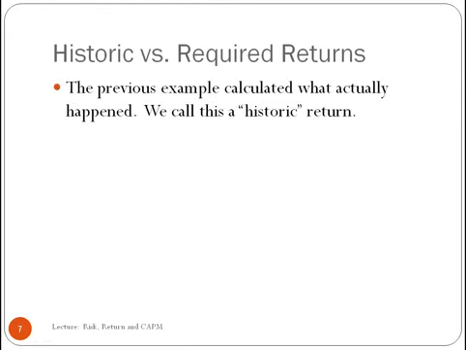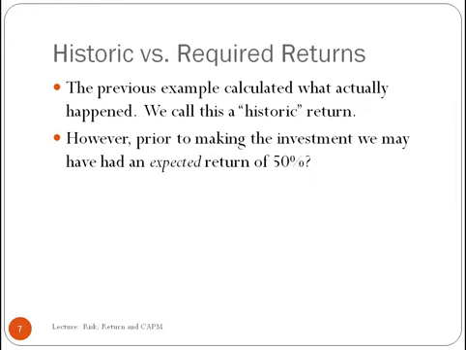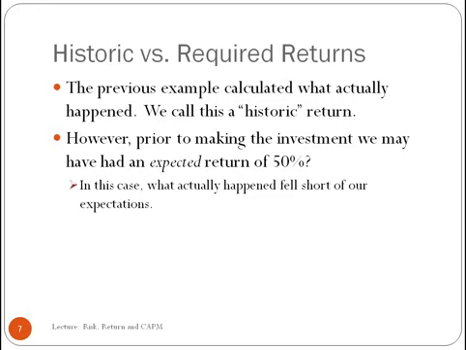Now, I said that it looked pretty good, right? Well, let's talk about that a little more. The previous example calculated what actually happened in this hypothetical situation. And we can call that a historic return. It's history. It happened. However, prior to making the investment, we may have had an expected return of, let's say, 50%. And we didn't get 50%. So in this case, what actually happened was we fell short of our expectations. So that's not good.